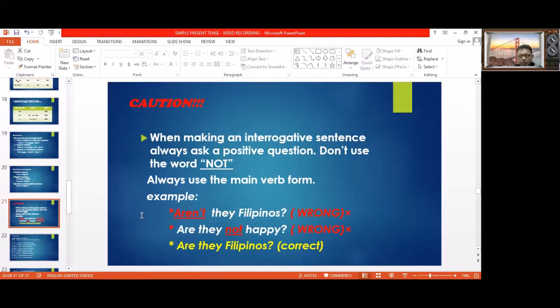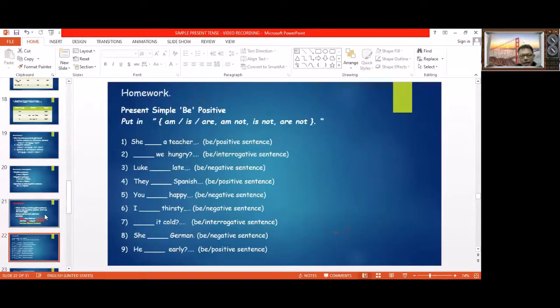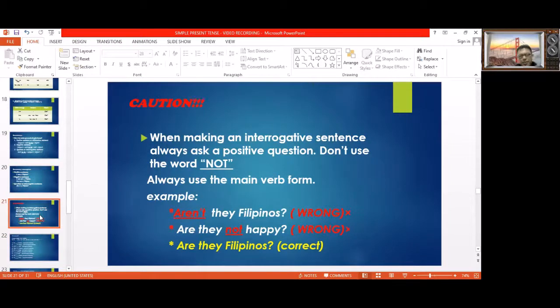Or they say, are they not happy? See, look at that. You don't make a negative sentence when you ask a question. The correct form is, are they Filipinos? Are they happy? Okay, that is for the present simple tense using verb be. Okay, so I hope you can remember that.